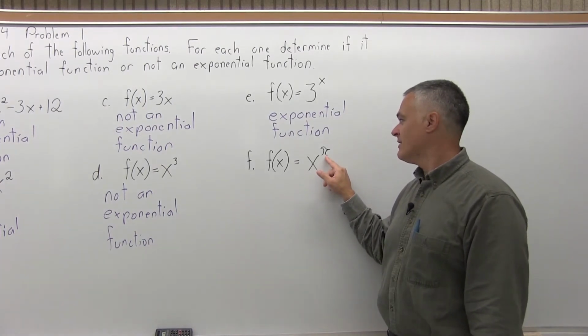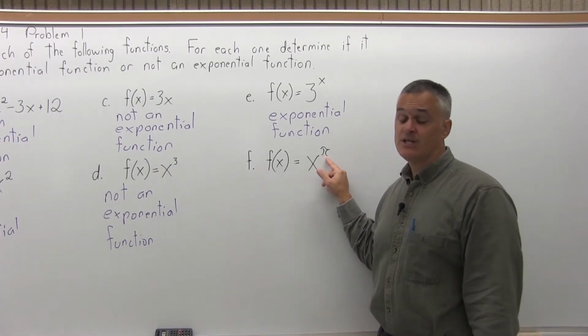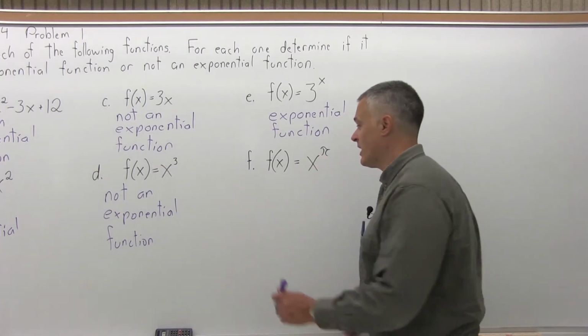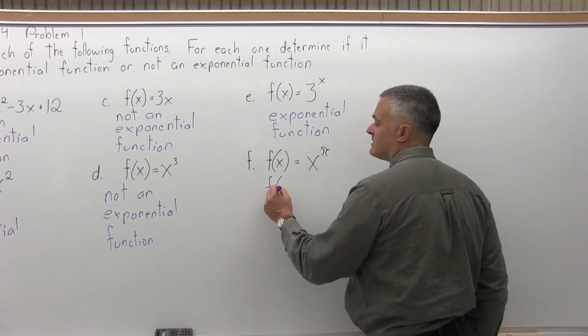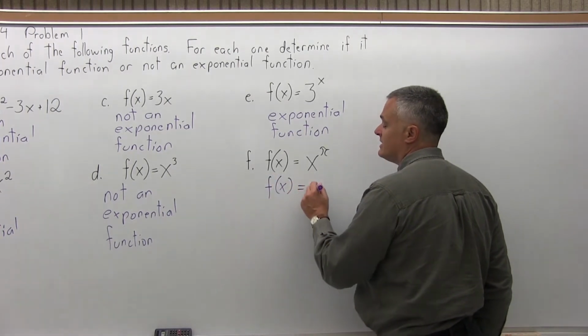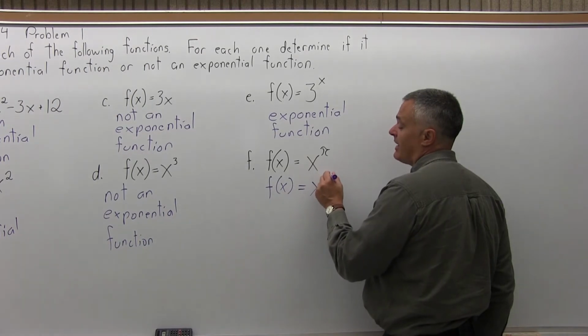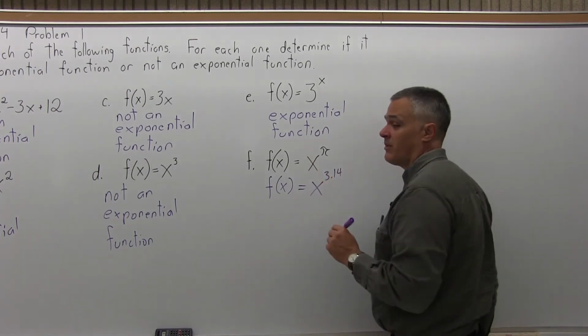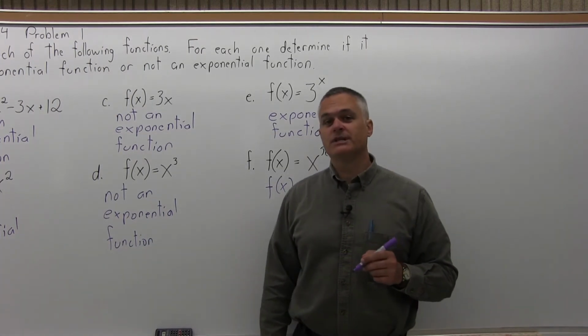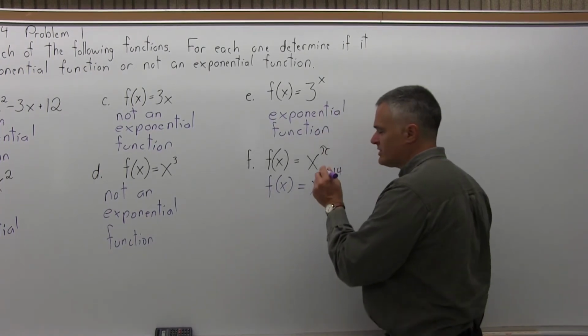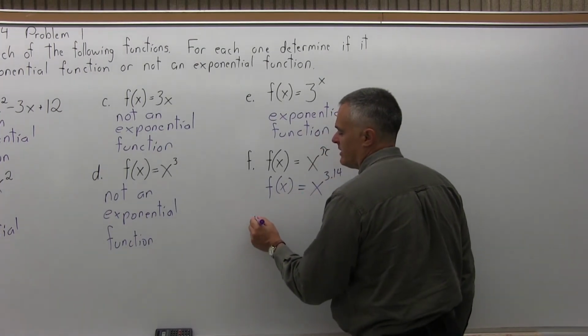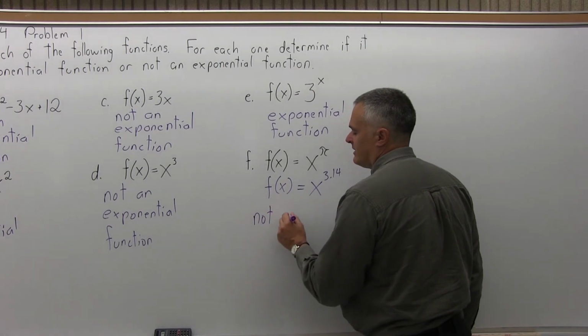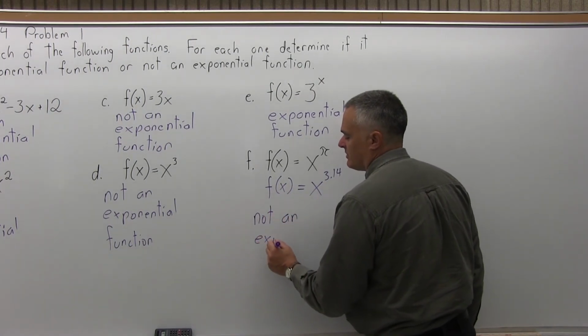Now this pi, if you remember from geometry, is really just a number. It's 3.14. So I could really rewrite it as f of x equals x to the 3.14 power. And now it's a little bit more clear to see that it's not an exponential function. It looks like it might be. That pi looks a little bit weird, but the answer in the end is not an exponential function.